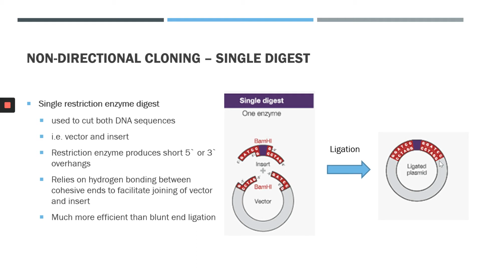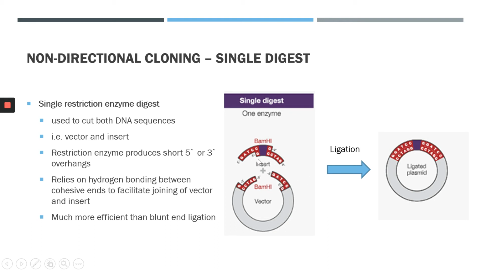The final technique that we'll discuss in non-directional cloning is a single restriction digest. In this procedure, one restriction enzyme is used to cut both the vector and the insert DNA fragments. This results in the formation of 5' or 3' overhangs in both the vector and insert DNA. Hydrogen bonding between the cohesive overhangs facilitates vector and insert DNA interaction, and the fragments can then be ligated.